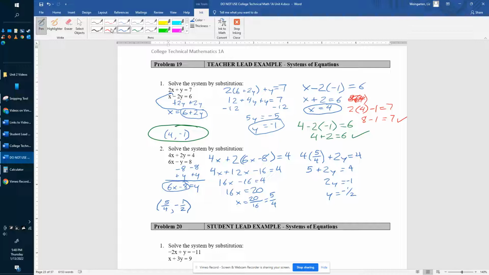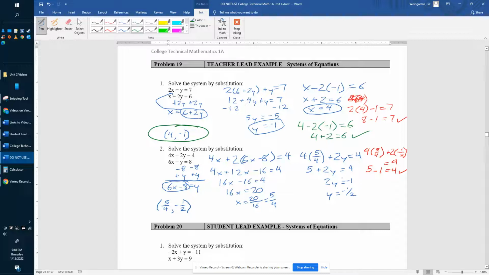So let's grab another color and we will try plugging these in. So 5/4 times 4 plus 2 times -1/2 equals 4. 5/4 times 4 is 5. -1/2 times 2 is -1 equals 4. 5 minus 1 does equal 4, so that one is good.